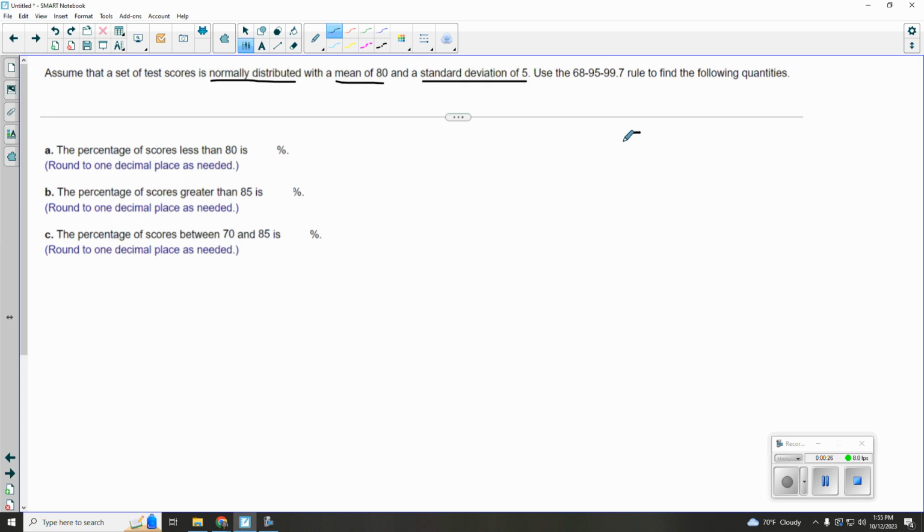I'm going to then draw a picture of just a normal curve. It does not have to be perfect. I'll mark the mean in the middle. You have to excuse me because I am drawing with a mouse at this moment. And then we're going to count up and down by the standard deviation. So about here might be 80 plus 5. And then about here might be 80 minus 5.